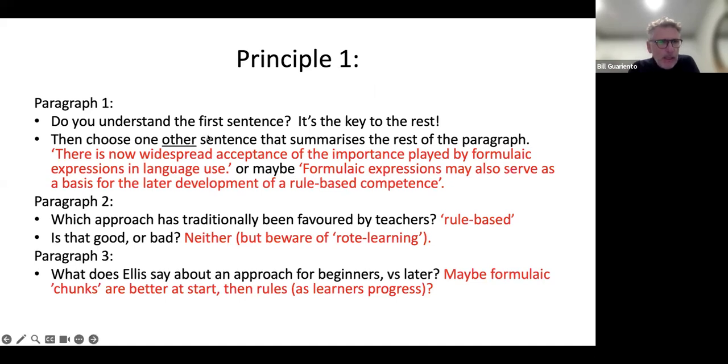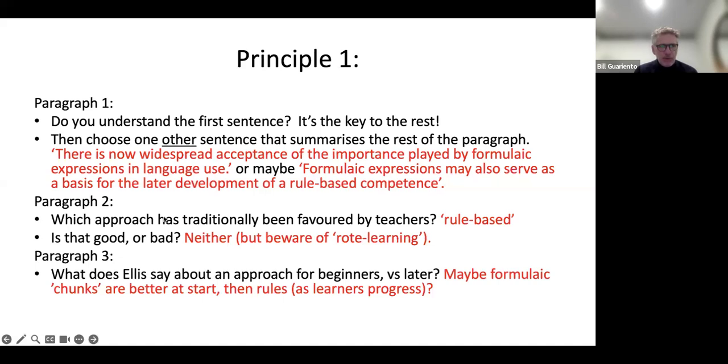So for paragraph 1, I said, choose one other sentence that summarizes the rest of the paragraph. And you chose the second one. Formulaic expressions may also serve as a basis for the later development of a rule-based competence. And I agreed. But then I also thought that the first part in red was useful. There is now widespread acceptance of the importance played by formulaic expressions in language use.